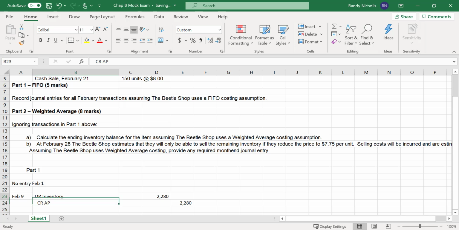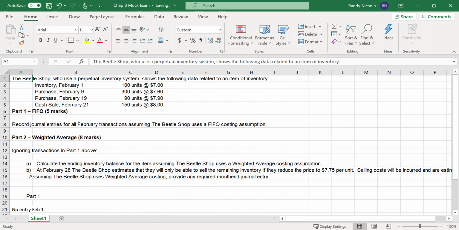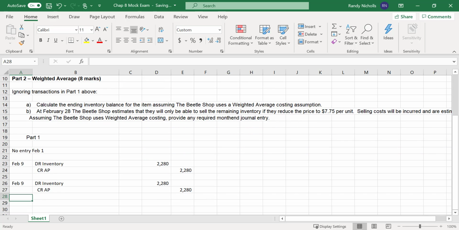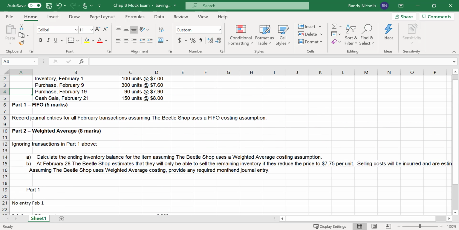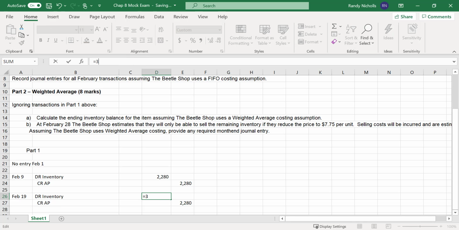Okay, that's that purchase. I'm just going to copy this because it's easier than retyping all of it, because on February 19th I've got another purchase. Only this time it is 90 at 7.90. Okay, so that's my journal entry for that.